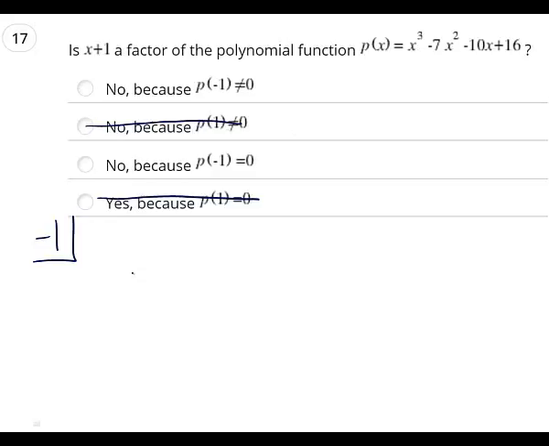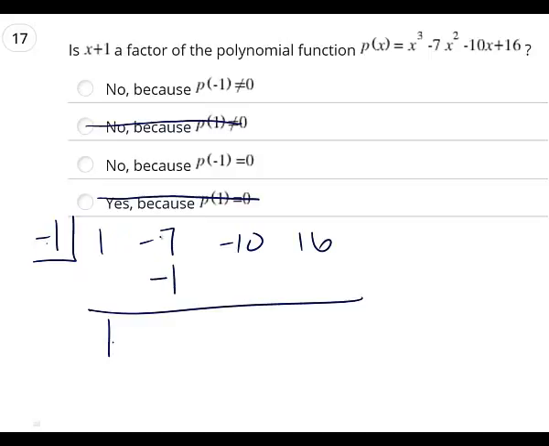All right, so what are my coefficients on that function? 1, negative 7, 16. All right, drop down the 1. Negative 1 times 1 is? Negative 7 and negative 1 is? Negative 1 times negative 8 is? 8. Negative 10 and 8 is? Negative 2. Negative 1 times negative 2 is? 2. Is your remainder 0?